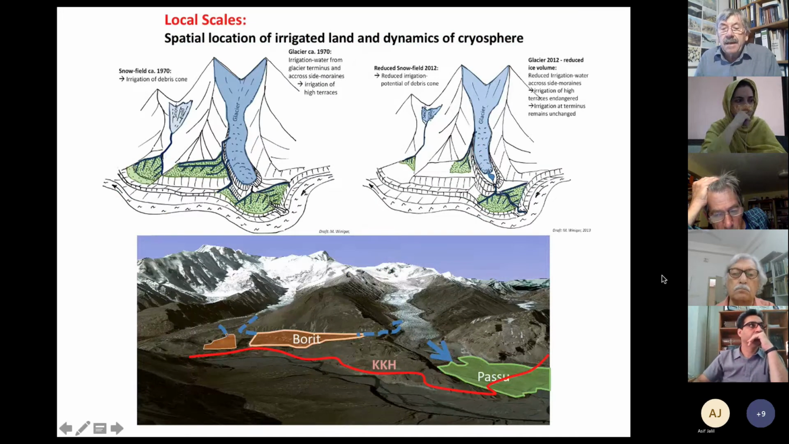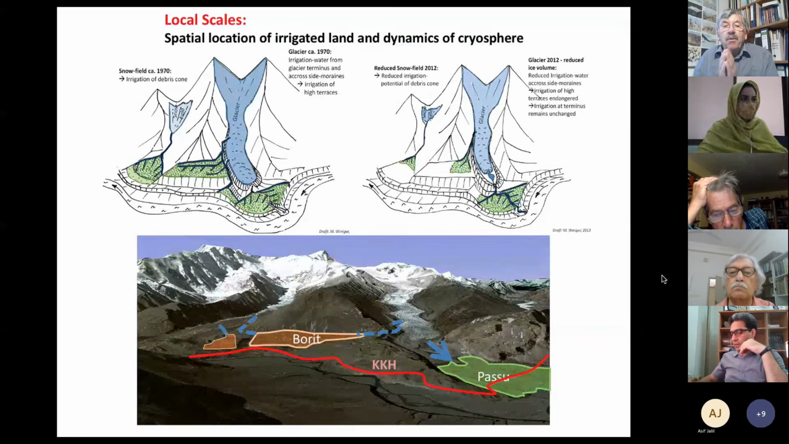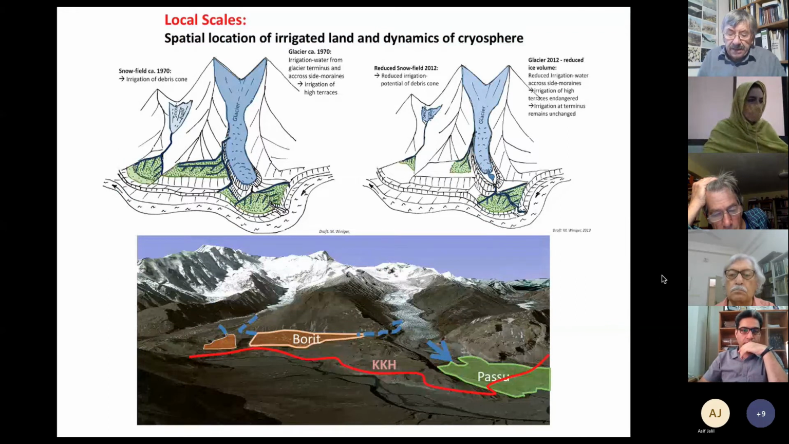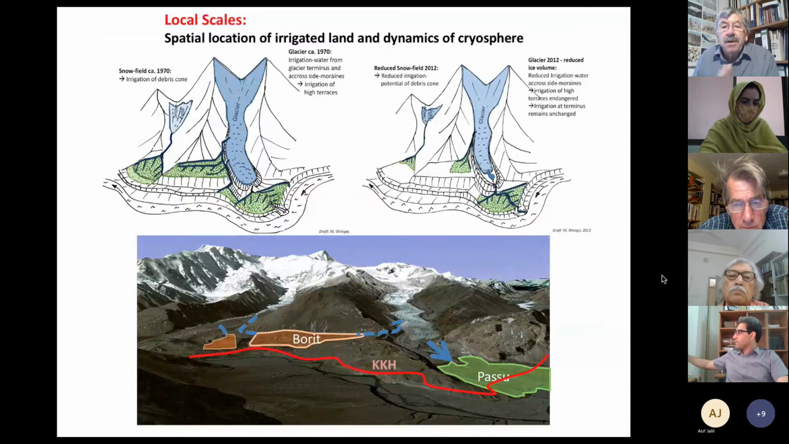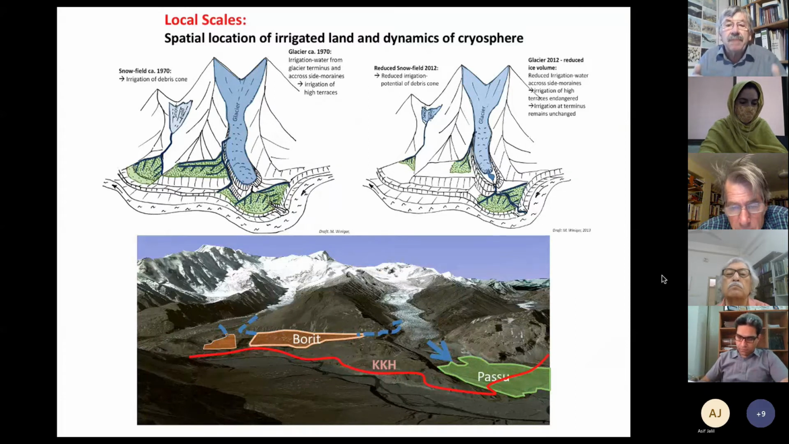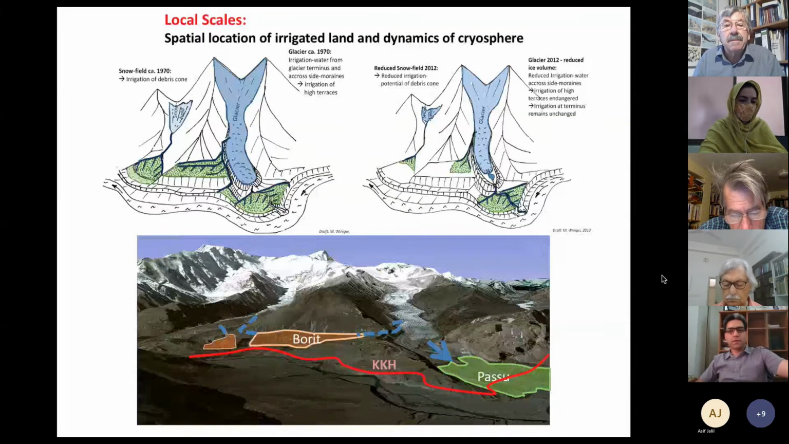Yes, I mentioned proxy data before. And proxy data, that means these are not direct climatic measured data, but indirect ones. For instance, very local changes in the irrigation possibilities. You see on the left, in the upper part, you have two mountains, the same mountains in two situations. On the left side, you see glacier, snowfields.